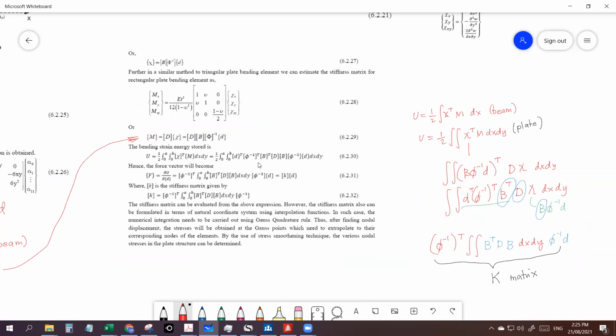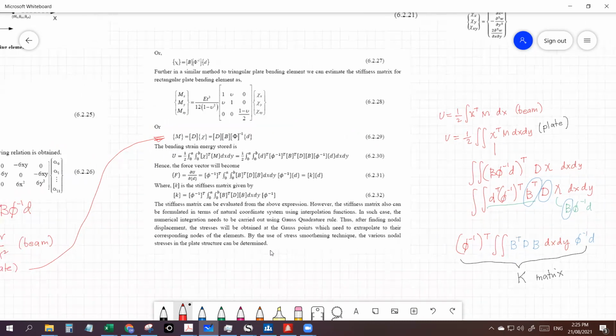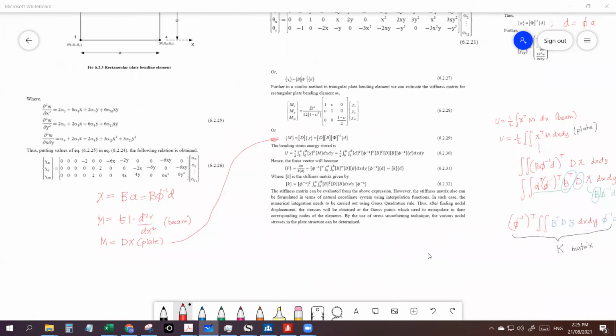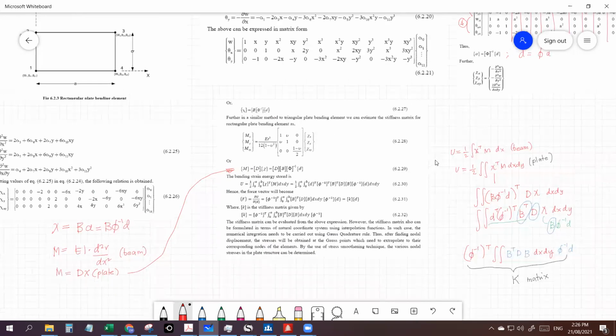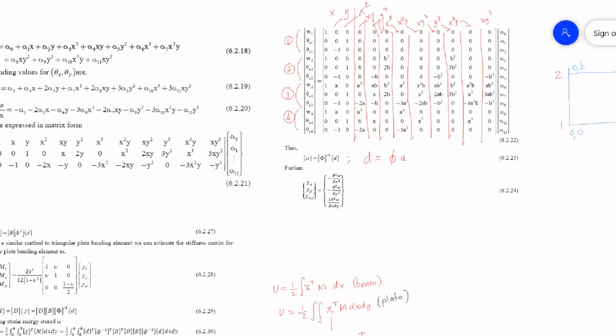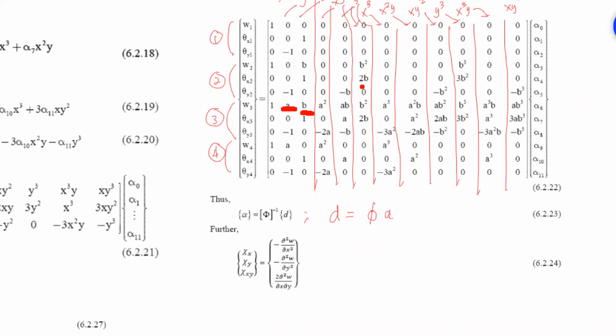So B is, let's zoom out. So therefore, this is the B matrix. Okay, and then the D is this one. It's constant, no? Because the elasticity is given in the problem, the thickness of the plate, and the Poisson ratio, those are given. And the phi is this one, the phi matrix. And you will notice this is also constant because the dimensions of the plate, A and B, are given.